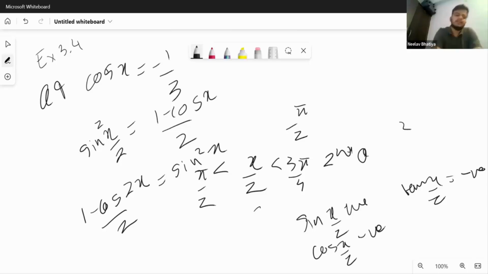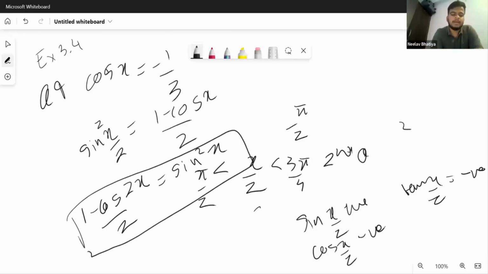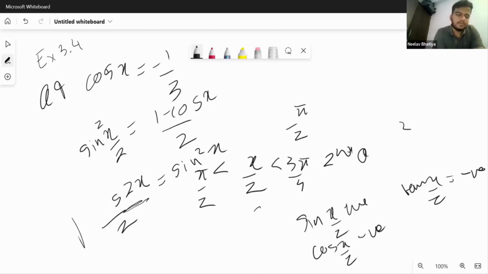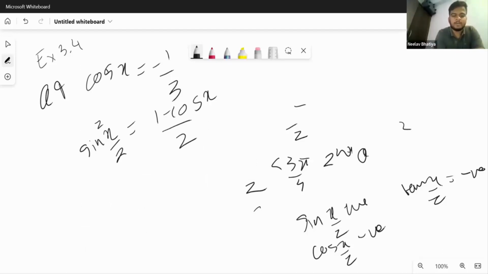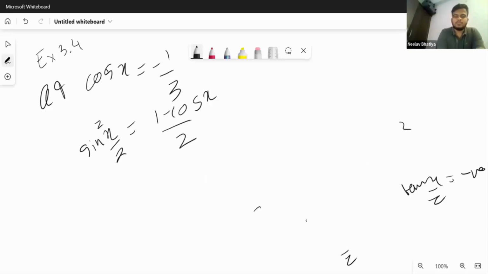If you don't know this, try proving this. The hint is to try and apply the formula of cos c plus cos d. Try and do that. How do I get here from this to here? Try and solve that. But this is the formula that we are going to be using here. So doing that, I have sine square x by 2 equal to 1 minus cos x upon 2. So I'm going to just use this.